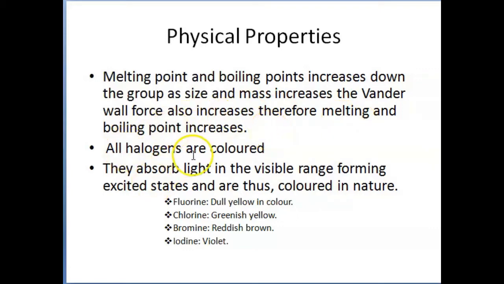And the next property is color. Basically, all the halogens are colored elements. That happens because they absorb light in the visible range, forming an excited state, and hence they appear colored. For example, the color of fluorine is dull yellow. Chlorine is greenish yellow. Bromine is reddish brown. Iodine is violet in color.